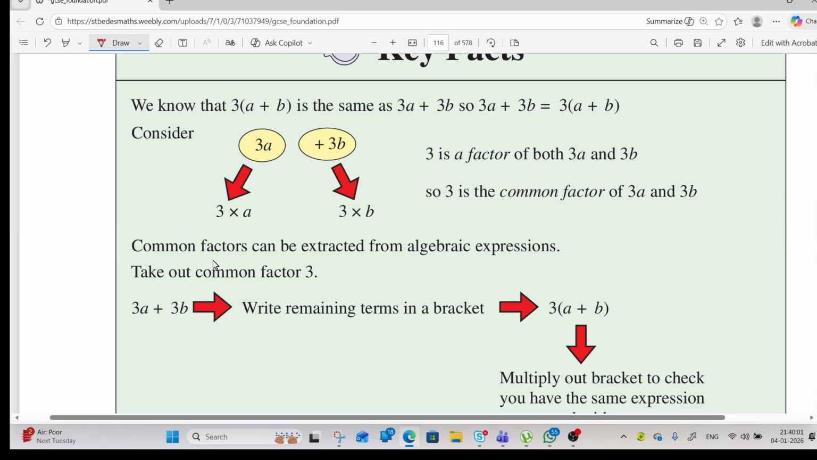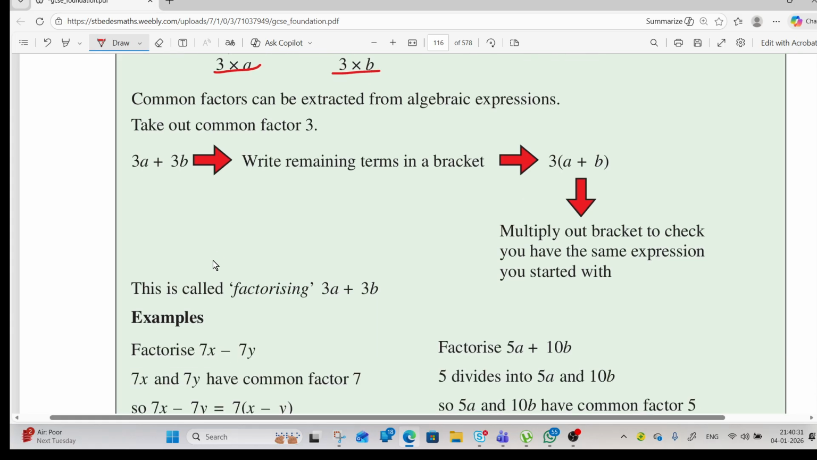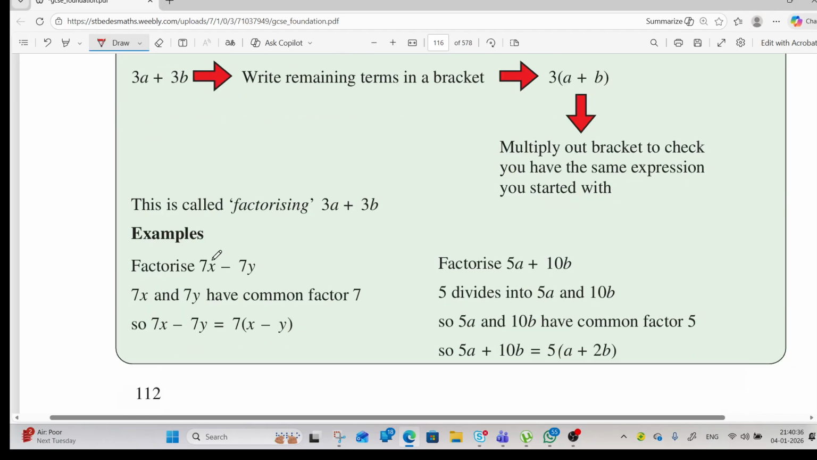So we know, if we have 3a plus 3b, we can write it as 3 times a, which is 3a, plus 3 times b, which is 3b, right? So this thing and this thing is same, right? Similarly, 3a is same as 3 times a, 3b is same as 3 times b. So basically, factorizing means we need to take common number out.